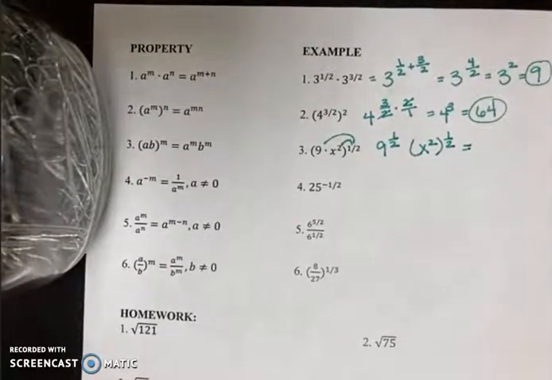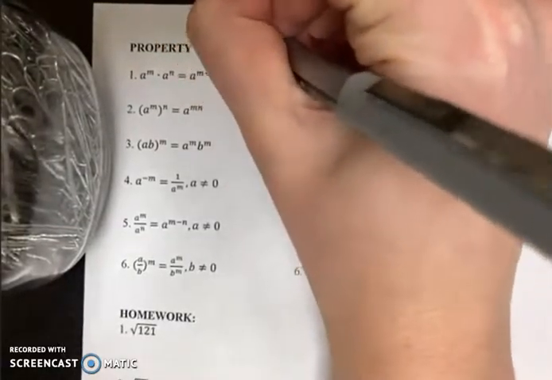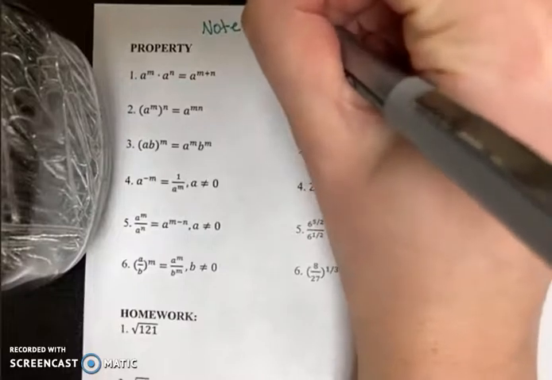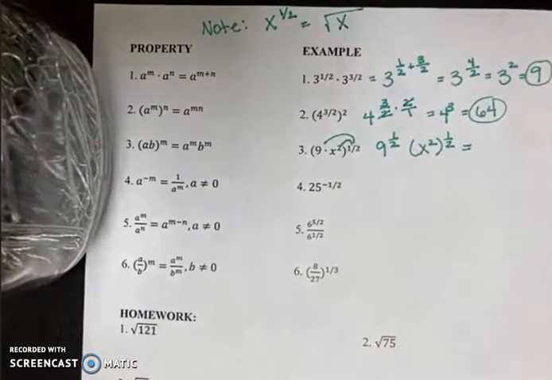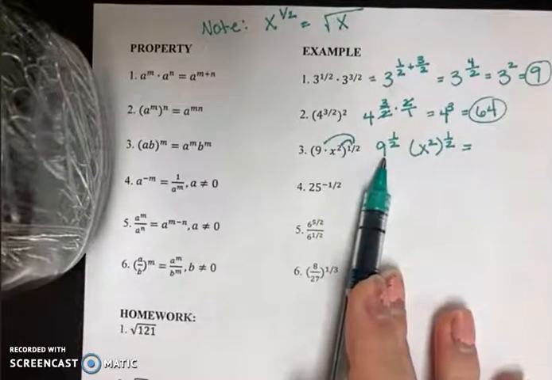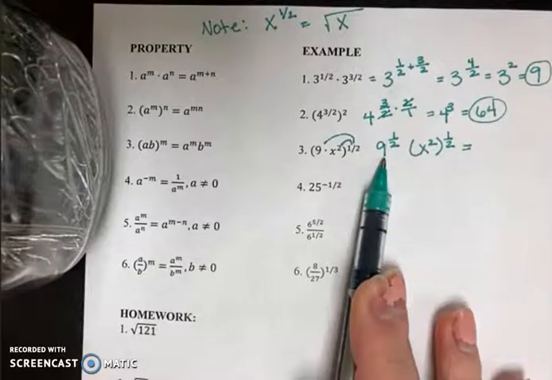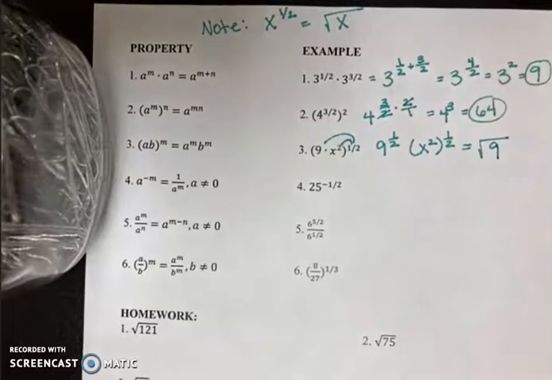I believe I mentioned this before, and this is going to be a great review for 5.6, but I want you to add a little note up here. Something to the 1/2 power is equivalent to the square root of that something. So the 1/2 power is equivalent to taking the square root. I say that because if I look here, 9 to the 1/2 power, that's the same thing as saying the square root of 9, which we know how to evaluate. We just did that on the front page of this.